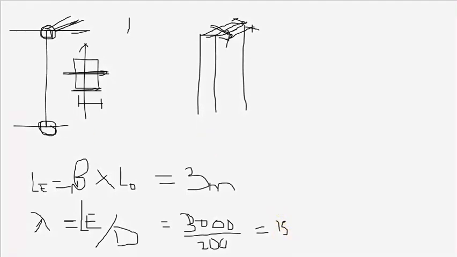And the BS code has a threshold where you can classify a column as slender or short. So for braced structure, a column is called short.